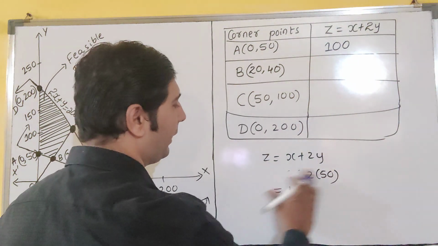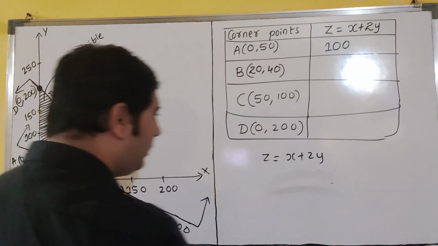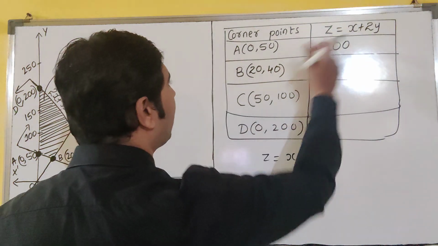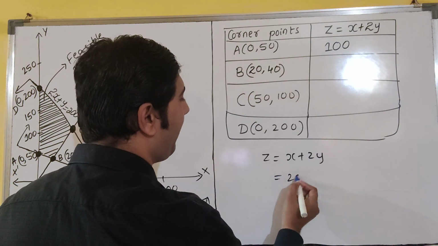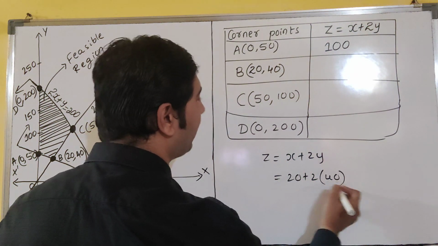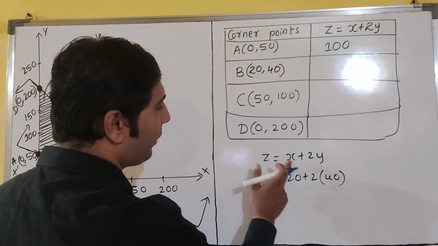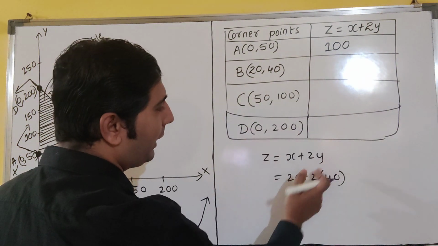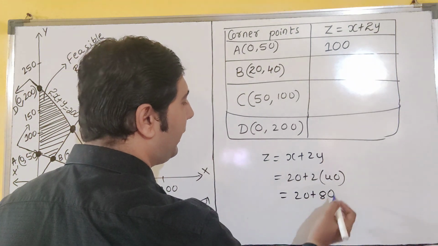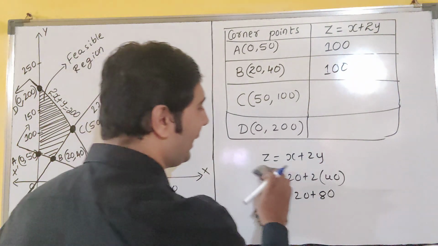So next one you see. Next one is how much? Next value you see, dear students. X value is 20. 2 into Y value is 40, dear students. Y value I am putting in this here. X is 20. Y value is 40 I put. So 2 into 40 is 80. 80 plus 20 is again 100. Oh my god, two values we got hundreds.